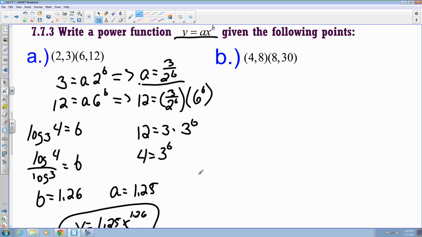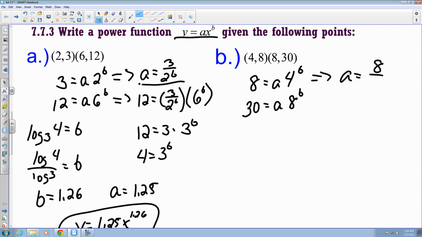But we're going to do the exact same thing in part b. So I'm going to rewrite this as 8 equals a times 4 to the b power, and this one becomes 30 equals a times 8 to the b power. I'm going to solve for a in this one, so this becomes a equals 8 over 4 to the b power. I substitute the a in, so this becomes 30 equals 8 over 4 to the b power multiplied by 8 to the b power.